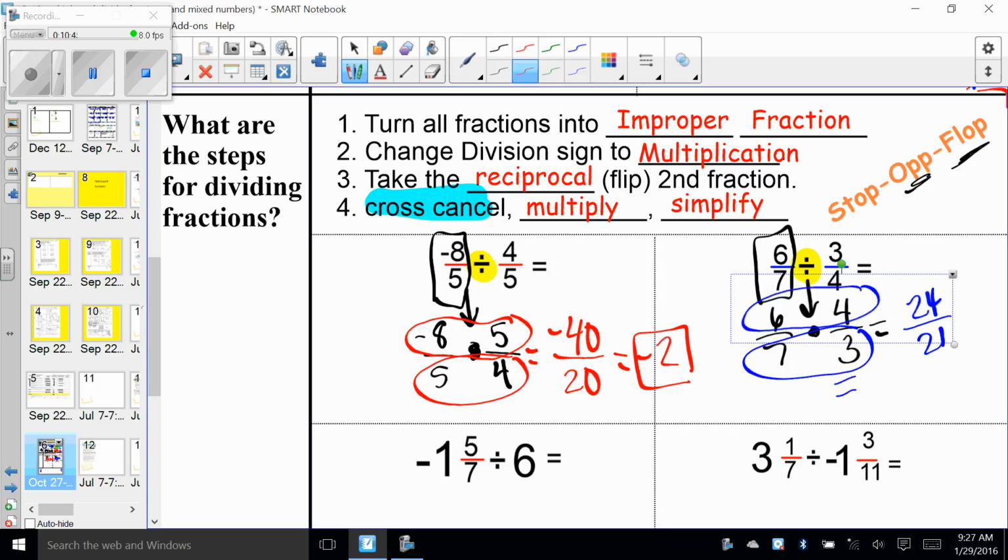So we want to know how many 21s go into 24. If I'm going too fast, go ahead and pause that video. How many 21s go into 24? Well, you should be saying, well, 1 for sure. Remainder on that is 3 over 21. 3 over 21 reduces because you can divide top by 3 and bottom by 3, which gives us 1 and 1/7. Answer should be 1 and 1/7.